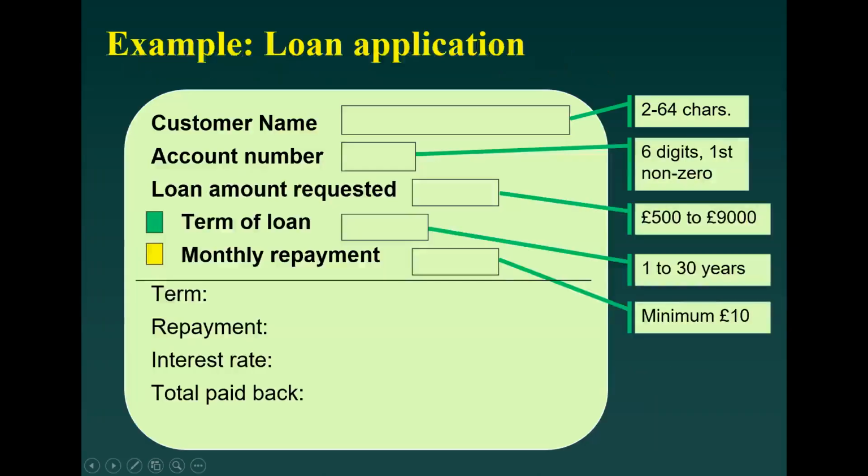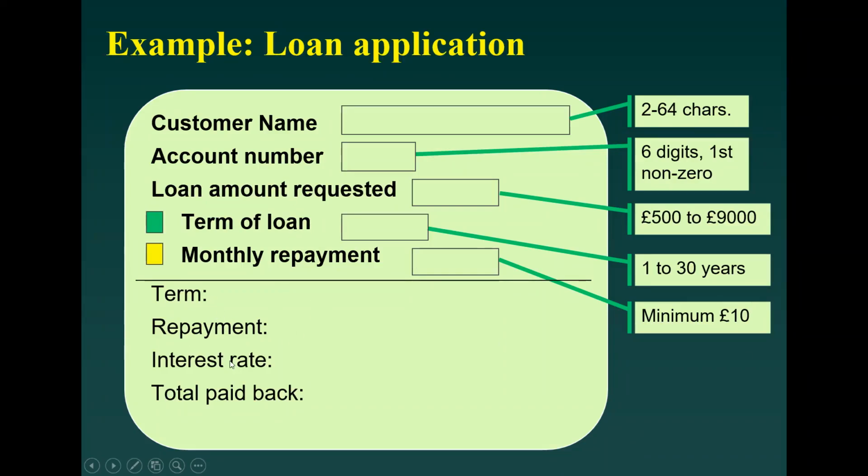Now, as we spoke about things like customer name, these are the form fields. Generally a bank may have this form with the requirements. Here we have 2 to 64 characters for the name and 6 digits, the first non-digits, in the account number, and the loan amount requested should be between 500 and 9,000. These are a few requirements. For the term of the loan, it should be 1 to 30 years and the monthly repayment would be a minimum of 10. Based on this, we are going to get the output.